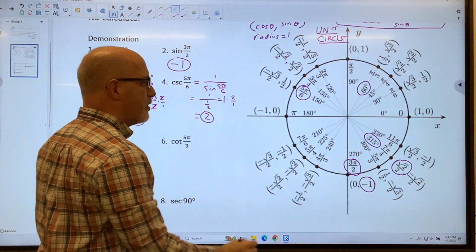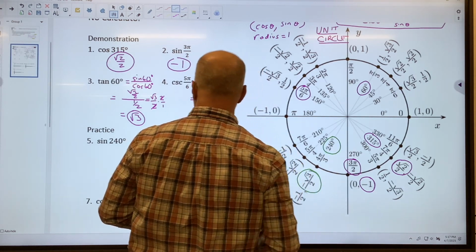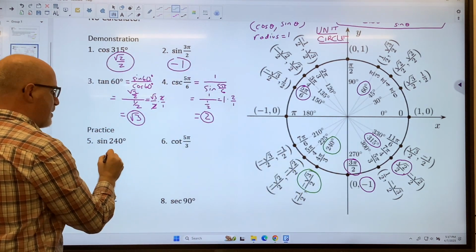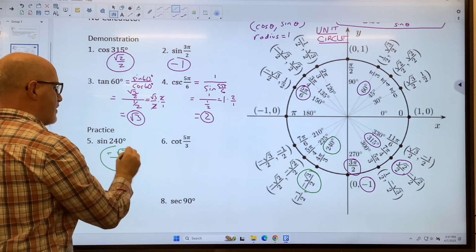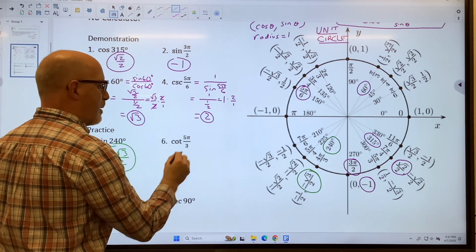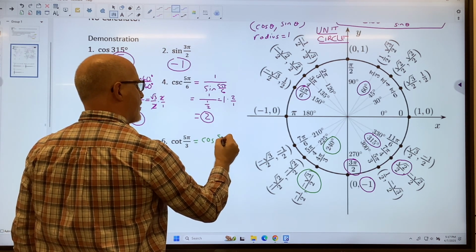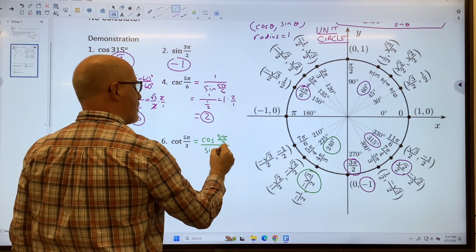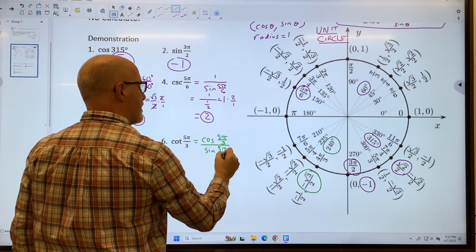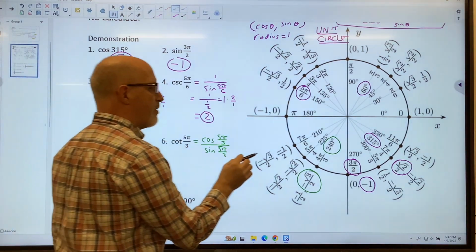So sine of 240 degrees, here's 240. We're going to take the y value for that to get the sine. So it's going to be negative square root of 3 over 2 for the answer. Cotangent, remember, is equal to cosine of 5 pi over 3 over sine of 5 pi over 3, the reciprocal of tangent. So now once we get that, we're going to go to 5 pi over 3.